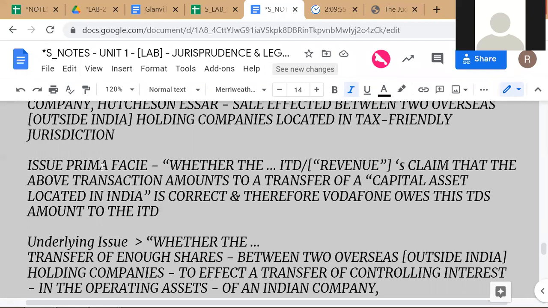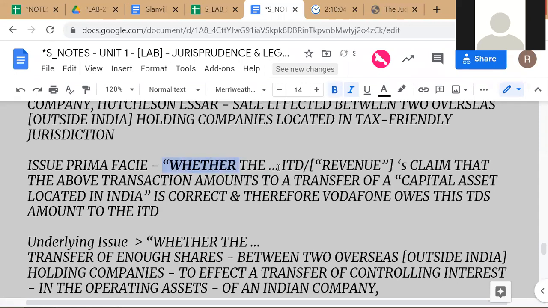So essentially the issue prima facie will be basically this, whether Vodafone owes this TDS amount. So this is what I'm trying to give you a picture of. But in this kind of transaction, the statement of the issue prima facie, which is pretty much the only statement of the issue you will find in the judgment, is the court will talk about, okay, here's what we are required to decide, whether Vodafone owes this TDS amount to the ITD.